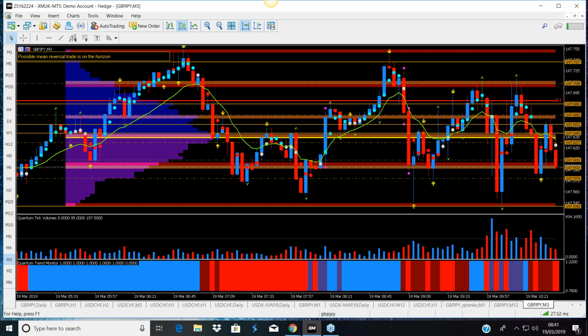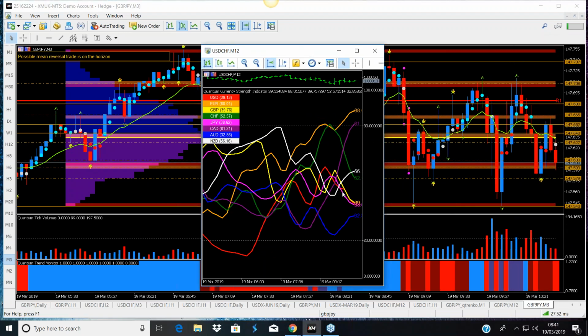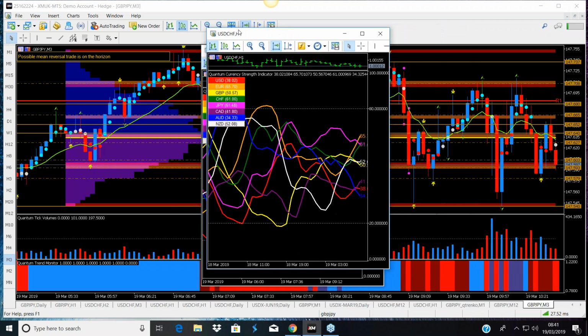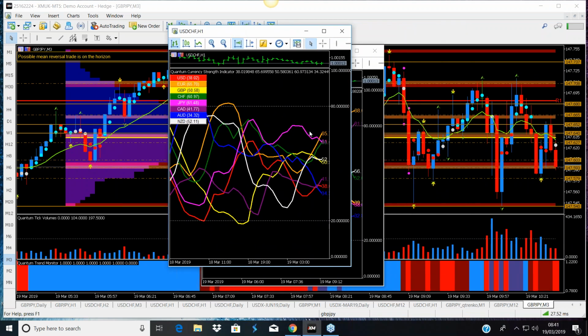This is the 3-minute chart. The 12-minute chart for the CSI tells us that the lines are moving in the same direction. I've actually got an hourly one, as you can see here. They are also moving in the same direction.